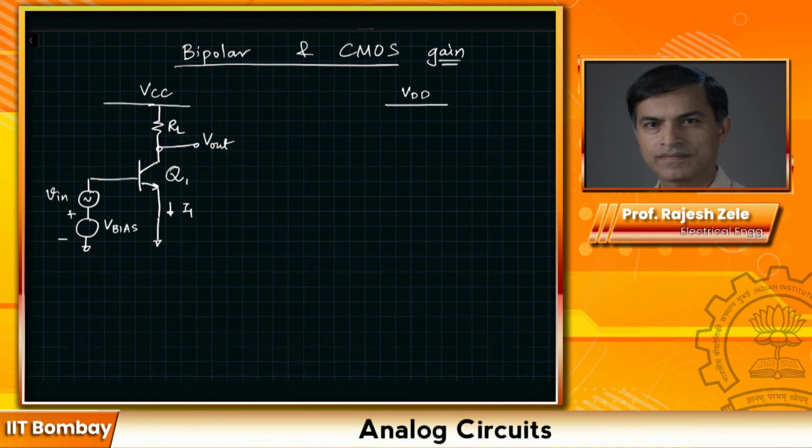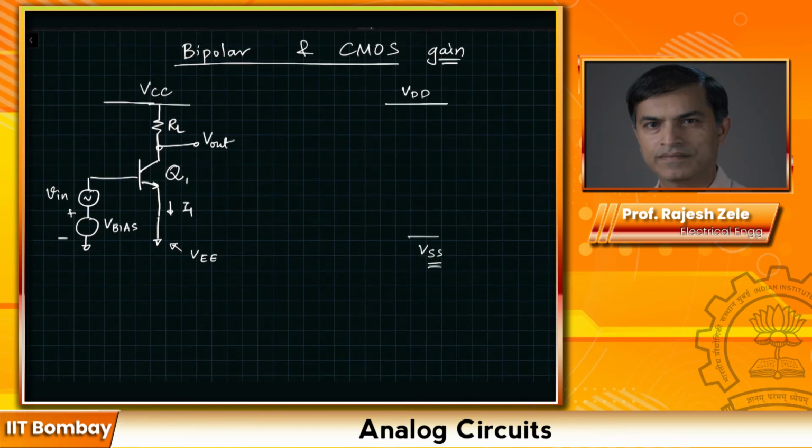That's why it's called VDD. Similarly, the negative potential is called VEE because it's the emitter, and the negative potential that you apply in the MOSFET circuit is called VSS because it's the source of the device. However, in all our analysis, we just use ground for simplicity.